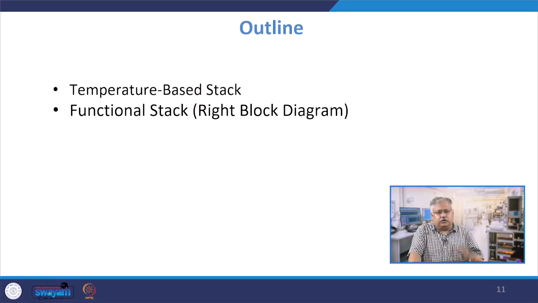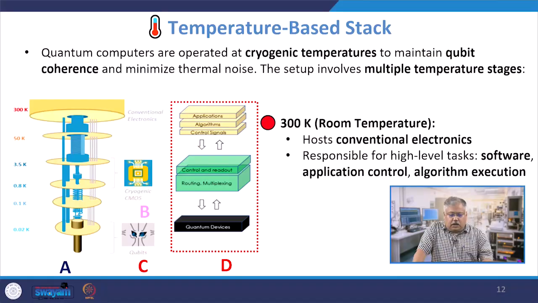Now we go to the next case, and we will quickly use the quantum computer architecture and give you an outline of the temperature based stack and then the functional stack. The first is the temperature based stack. Now we are entering the hardware part of quantum computing, where we use temperature based stacks and functional stacks. We will be using a block diagram. This is a temperature based stack, showing how, using temperature changes, we are able to find the value of the qubit coherence.